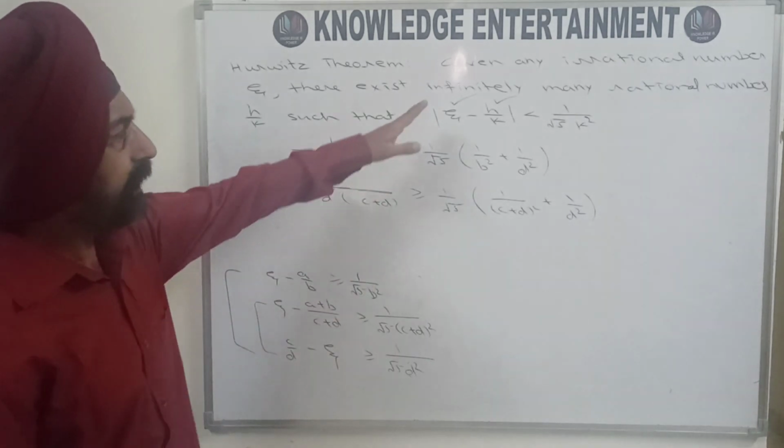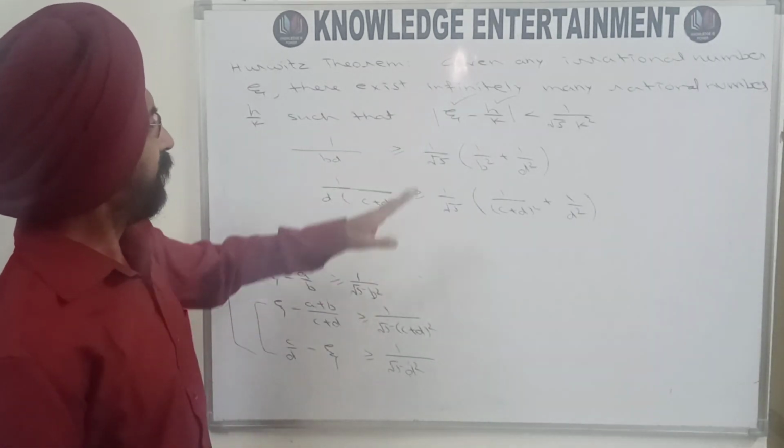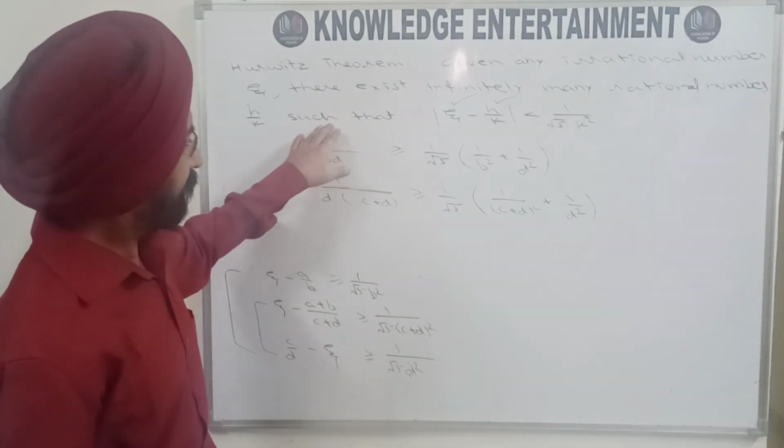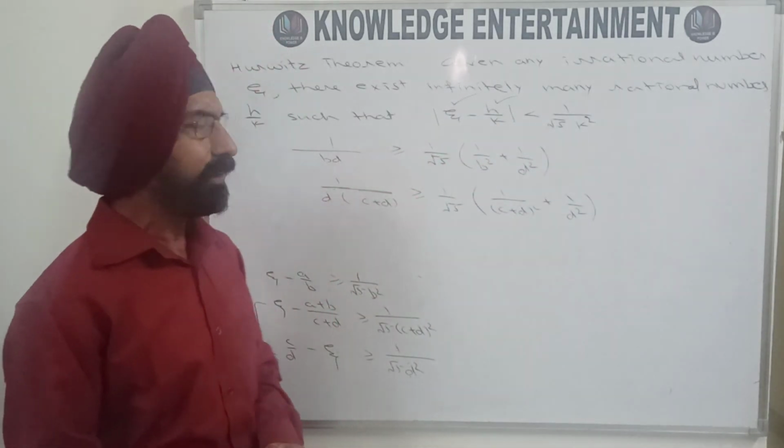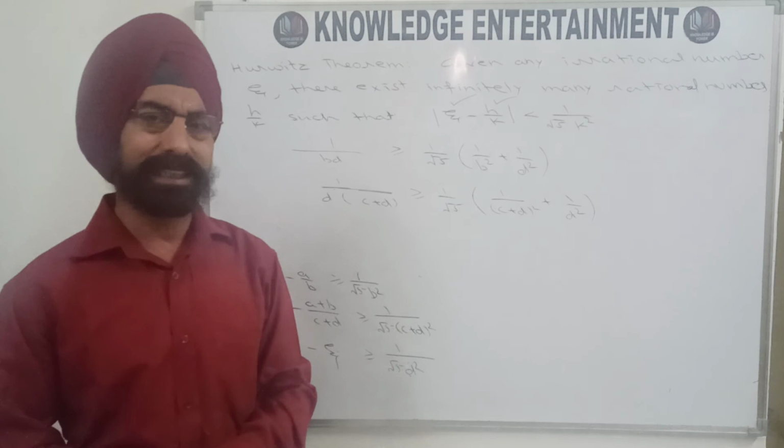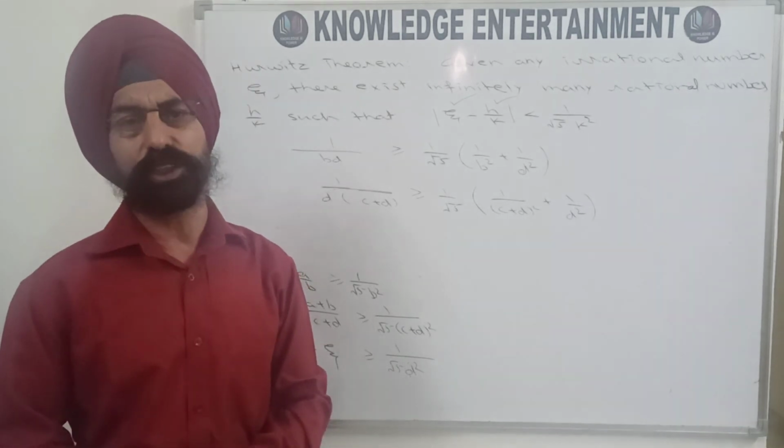So that means there are infinitely many rational numbers that satisfy xi minus h by k is less than 1 upon root 5 k square for a given irrational number xi, and that is the proof of the Hurwitz theorem.